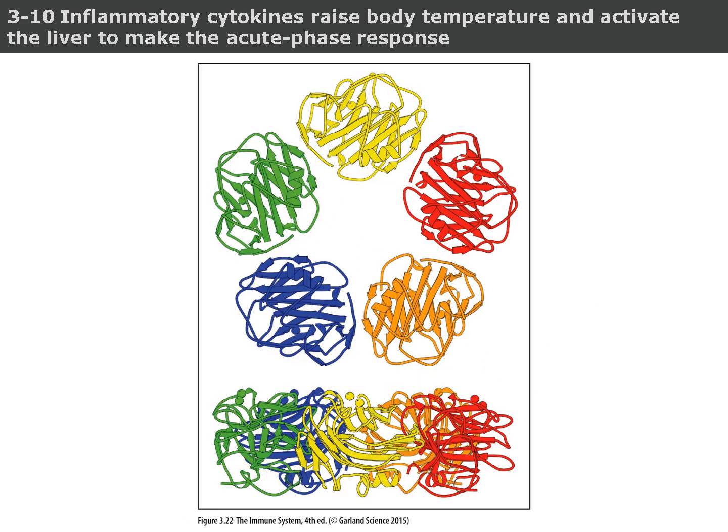This image presents a structural depiction of a C-reactive protein pentamer, a key acute phase protein produced by the liver during the acute phase response. The colorful ribbon diagrams represent individual subunits of the pentameric complex, each forming part of a circular assembly.